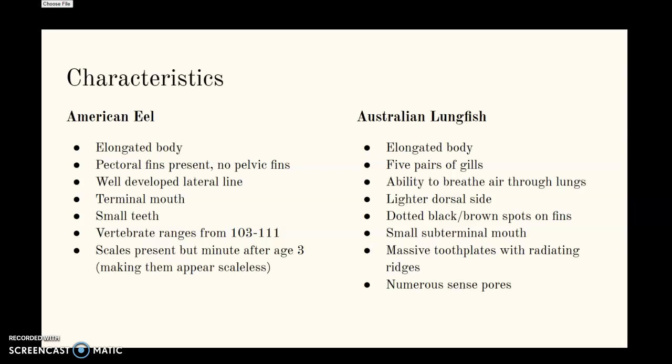Then we got the Australian lungfish. It also has an elongated body, kind of like the American eel. This one actually has 5 pairs of gills, and the reason it is called the lungfish is it actually has a lung, and it has the ability to breathe air for short periods of time. It has a lighter dorsal side with dotted black-brown spots on the fins, the small subterminal mouth, and it has massive tooth plates with radiating ridges and numerous sense pores.